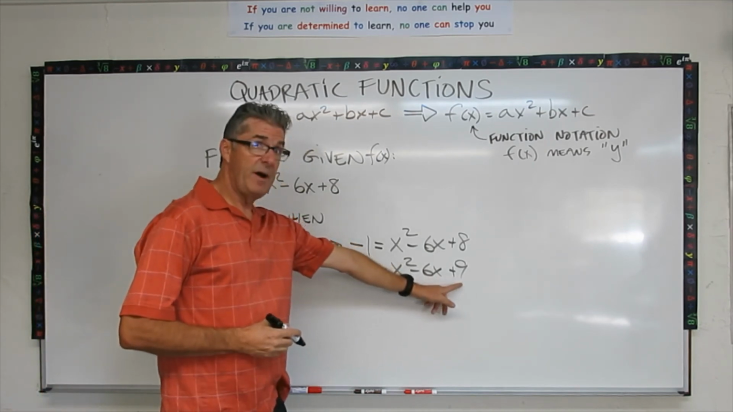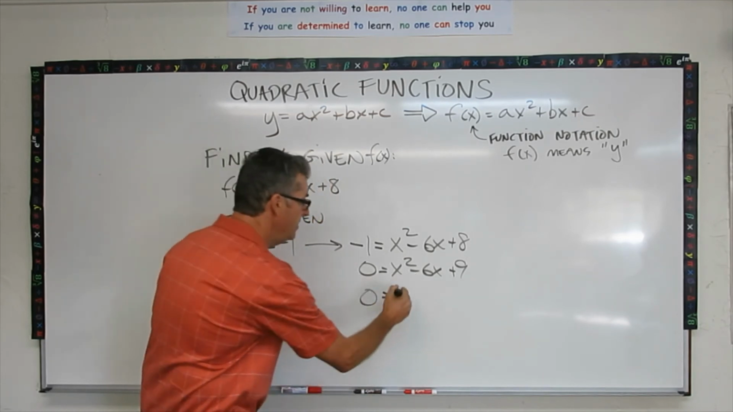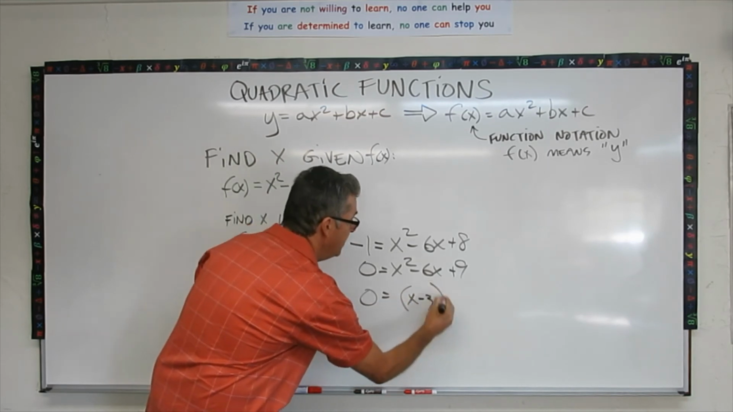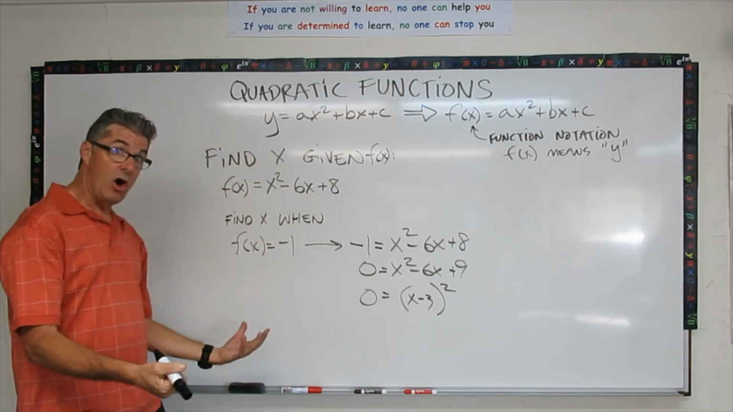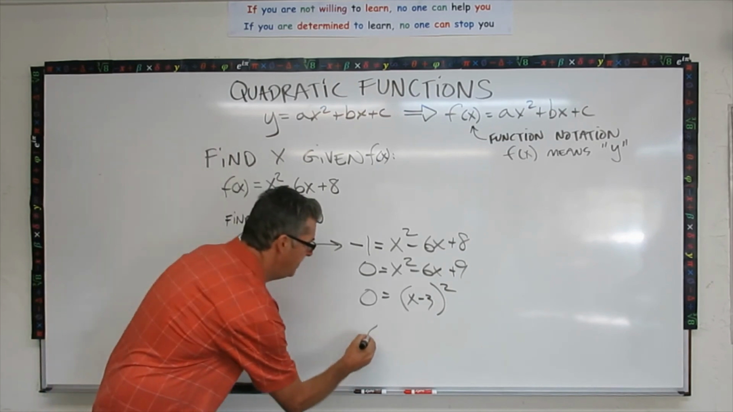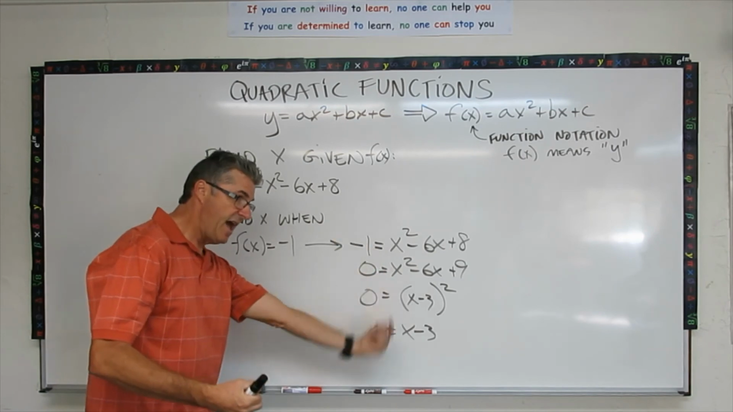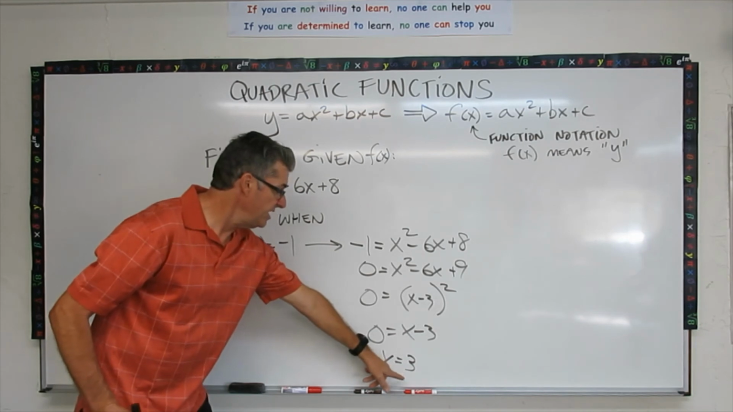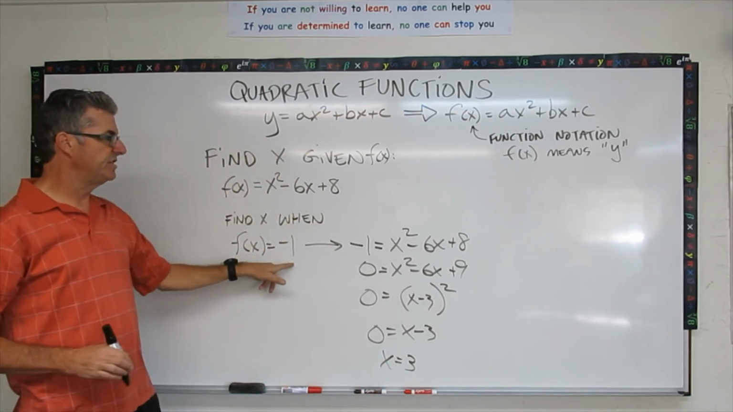Two numbers that multiply to positive 9 that add to negative 3. This one's going to be simple. This is a perfect square. This is going to be x minus 3 squared. That's a perfect square. It reduces down to that. Now we can solve. Take the square root of both sides. Guess what? Square root of 0, still 0. So 0 is x minus 3. Add a 3 to both sides, and we get x equals 3. So 3 is the one number that solves this equation to make f of x equal to negative 1.